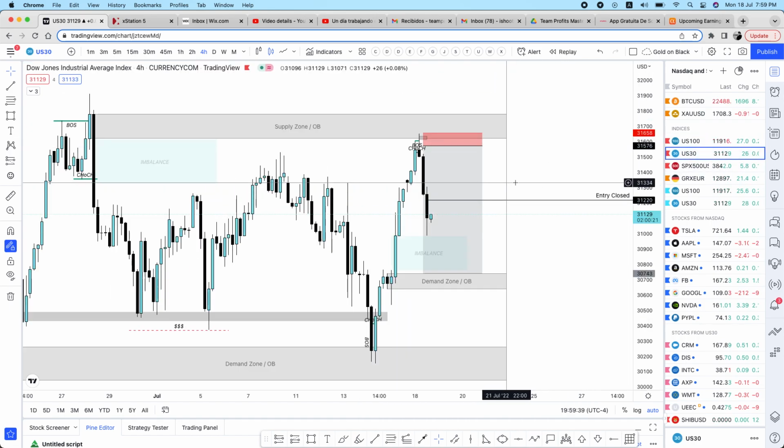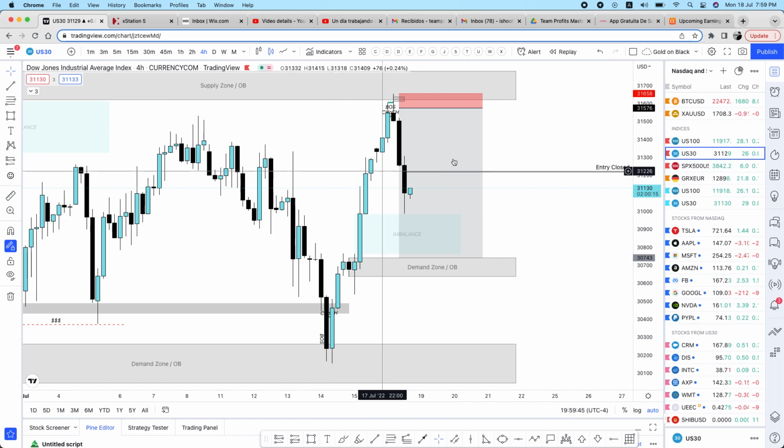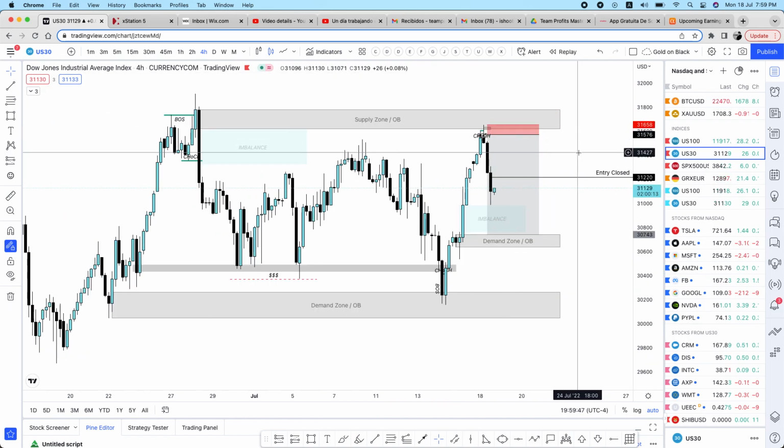US30 was definitely the one for today, because look at it. It was just barely touching, immediately reacting to that nice order block. So I was going all for it on this one. So beautiful trade.